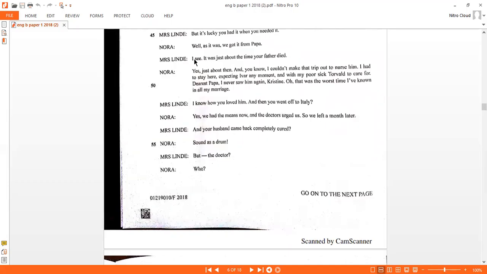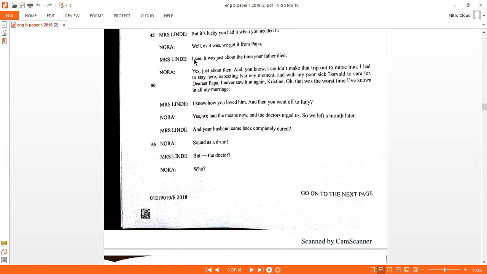She says, "I see. It was just about the time your father died." "Yes, just about then. And you know, I couldn't make the trip out to nurse him." So obviously we know that Nora's father is sick, and she says her father was sick. She could not get out to nurse him. And then she says, "I had to stay here, expecting Ivar any moment."